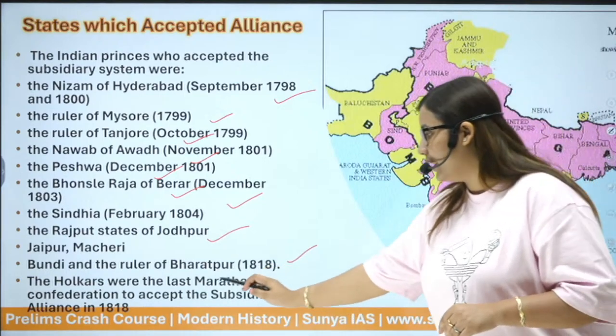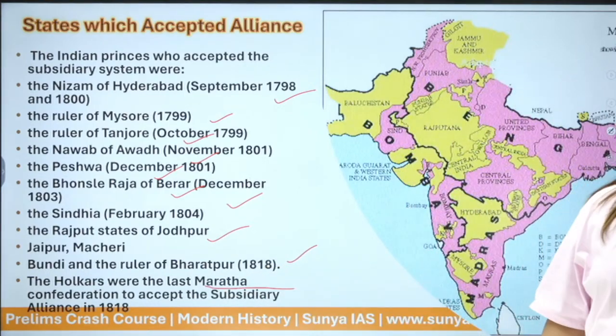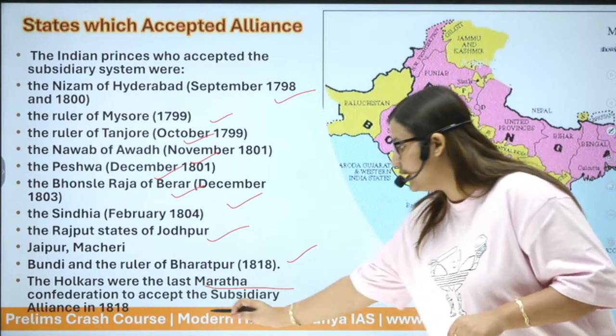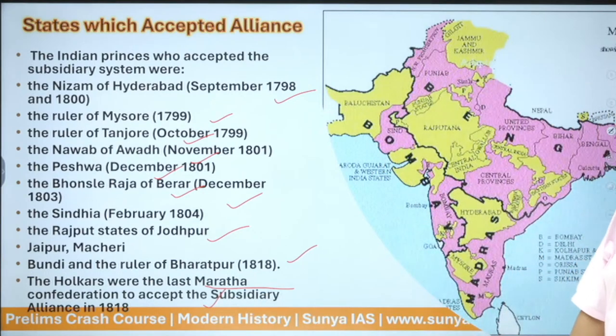Holkars were the last Maratha confederacy to accept the subsidiary alliance, in 1818. Okay, Holkars were from Indore, right? So you can see how things were there. So just understand: Bombay, Delhi, Kolhapur, Deccan, Madras, Odisha, Punjab state, Sikkim, all these states were there.